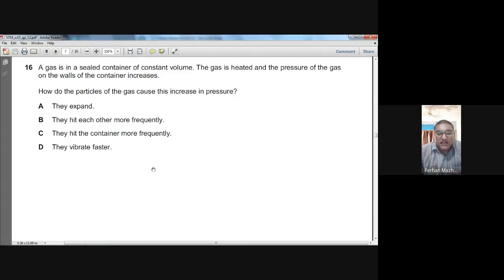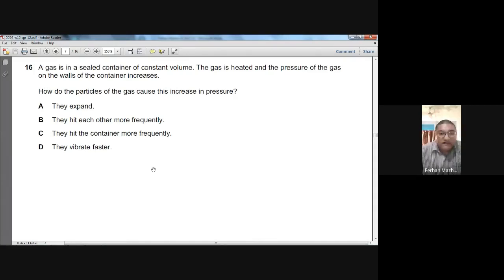When you raise their temperature, because the volume is not changing, they actually start moving faster. So when they move faster, their collision frequency with the walls of the container increases.